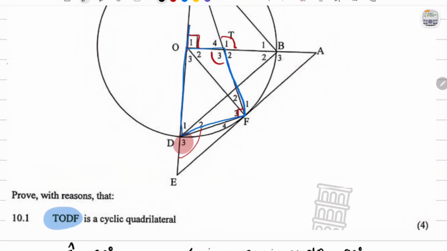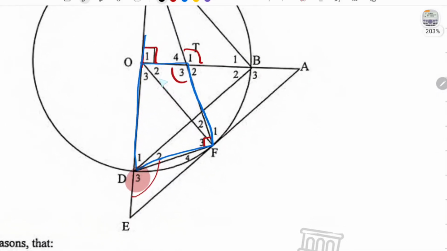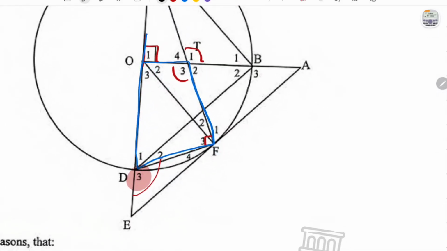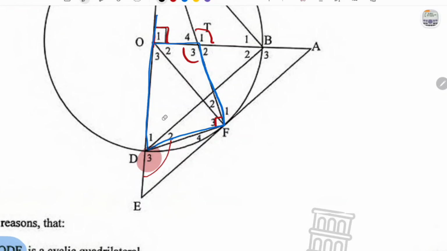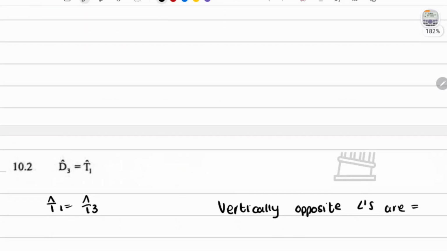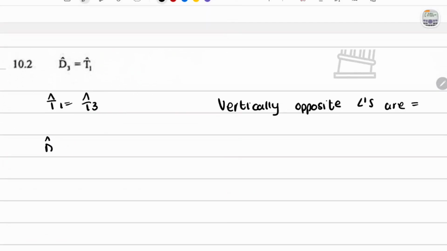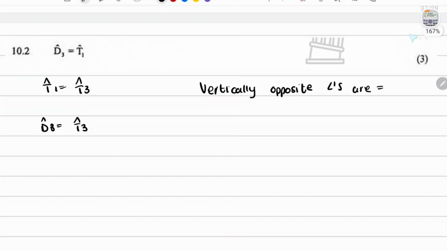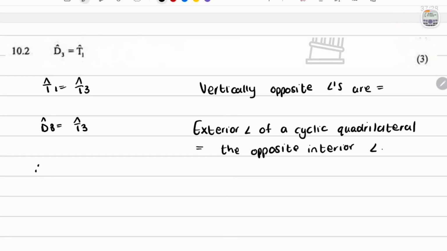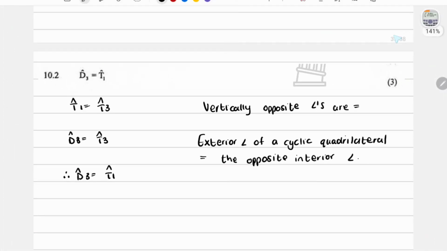Since those two are equal, you see that we have a cyclic quadrilateral. They told us that it is a cyclic quadrilateral. So angle D3 should be equal to angle T3, because it's the exterior angle of that cyclic quadrilateral. So angle D3 is equal to angle T3 because of the exterior angle of a cyclic quadrilateral. And that will therefore prove that since they're both equal to T3, angle D3 is finally equal to angle T1. So that was for 3 marks. Moving on to the next question.